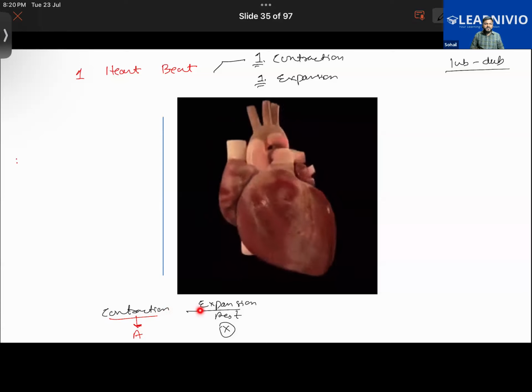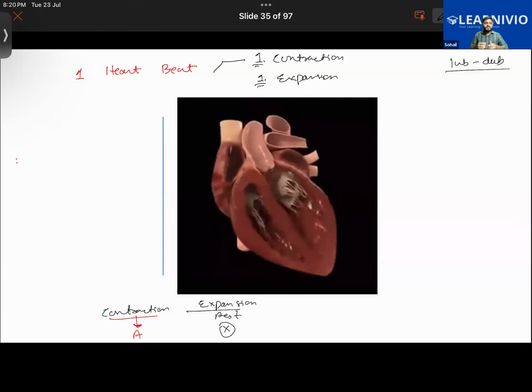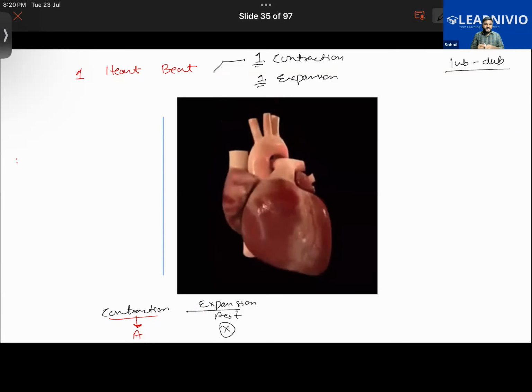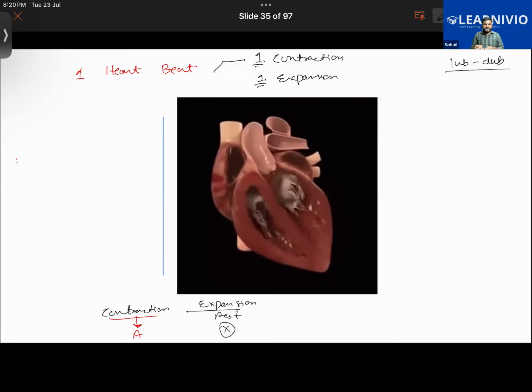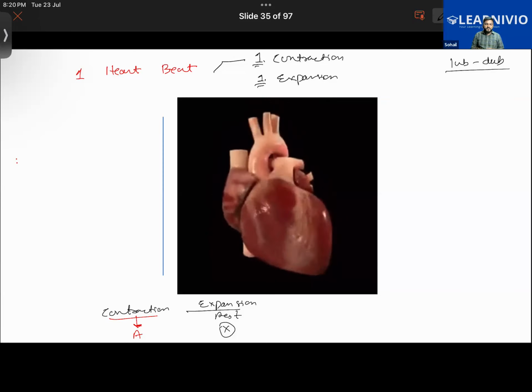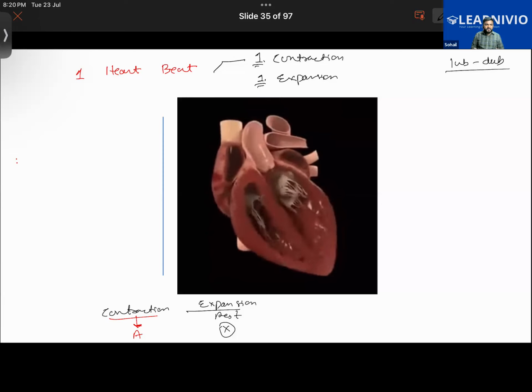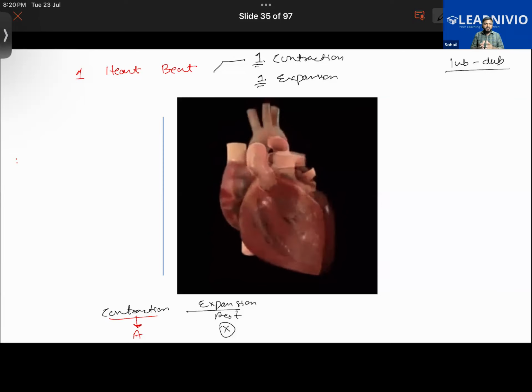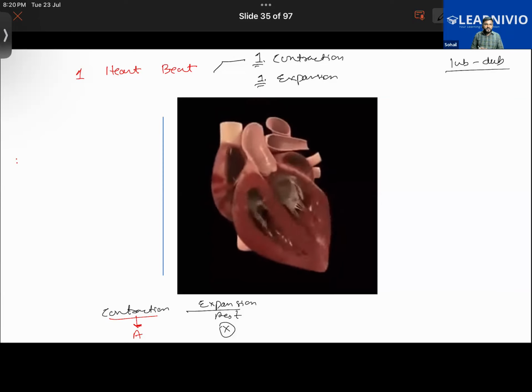After that, the heart will expand. So it will rest for a very tiny fraction of a second, a very small amount of time. At that time, there is no pumping taking place into the artery. Okay.